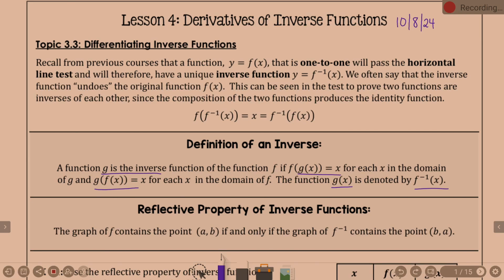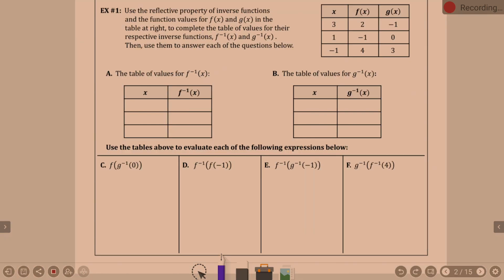Okay? And then the reflective property of inverse functions. The graph of f contains the point (a, b) if and only if the inverse contains the point (b, a). Remember we talked back in Algebra 2 and pre-calc. How do you get an inverse? Well, if they're ordered pairs, you just take the ordered pairs and you switch them. If it's an equation, we took x and y and we switched them. Okay, so that's the same idea with an inverse.